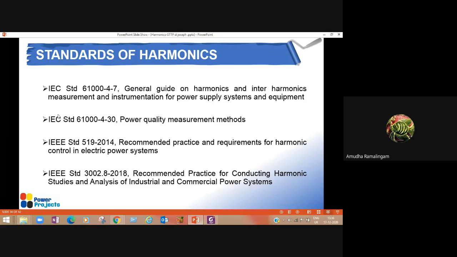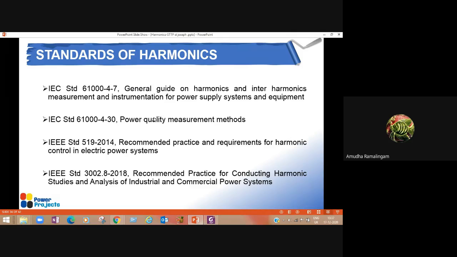So what are the standards that deal with harmonics? We have IEC standard 61000 part 4-7, that is a general guide on harmonics and interharmonics measurement. And we have IEC 61000 part 4-30. It deals with power quality measurement methods.